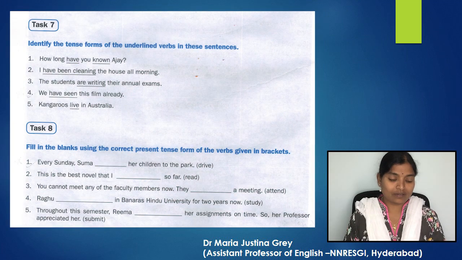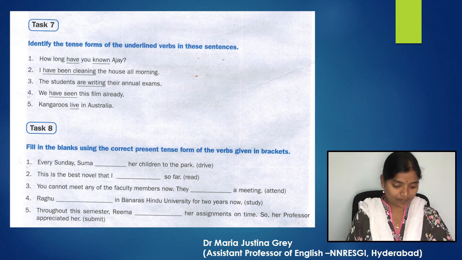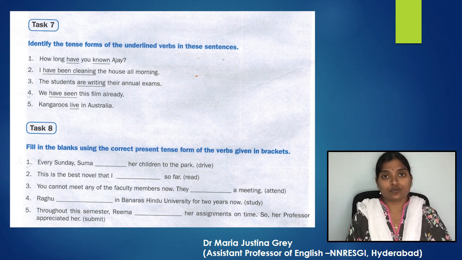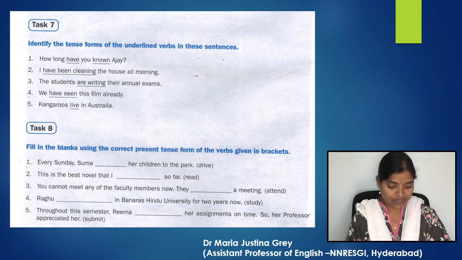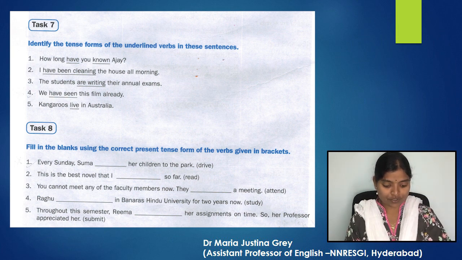Task 7, page 66. Identify the tense forms of the underlined verbs in these sentences. Please do it and then we will discuss. Pause the video and do it. Number 1. How long have you known Ajay? The tense used here is present perfect.